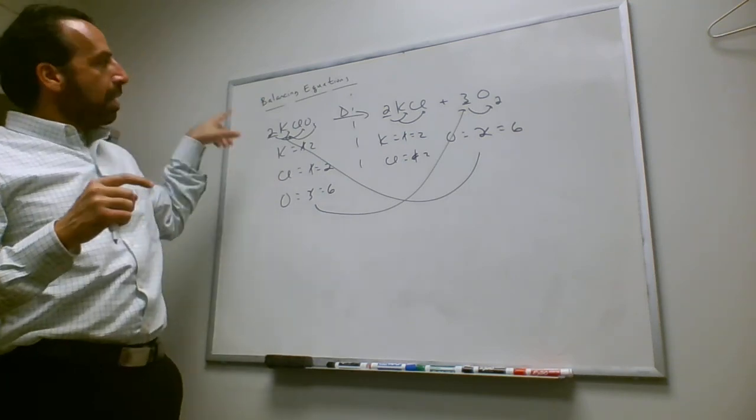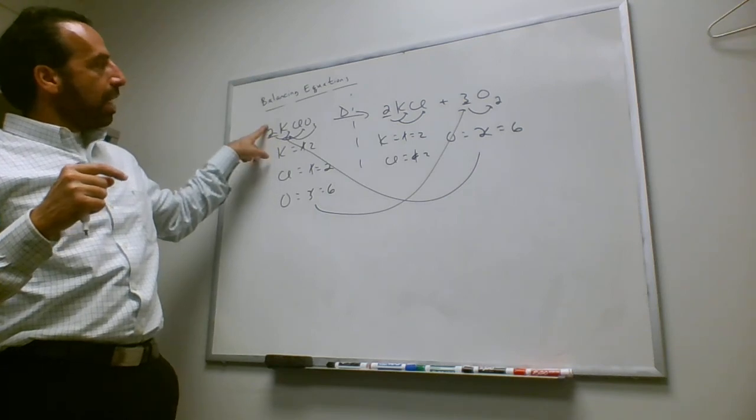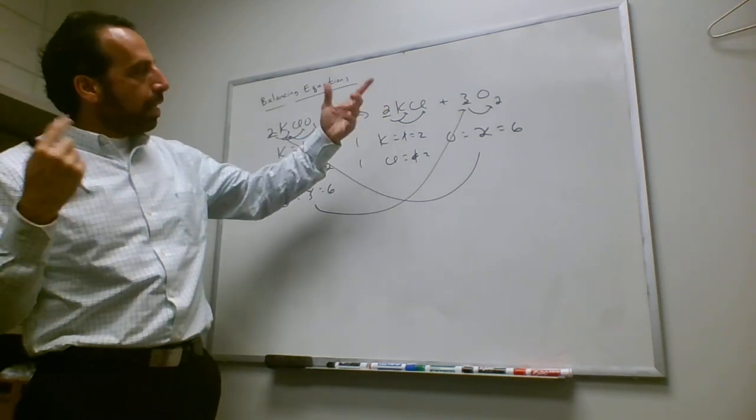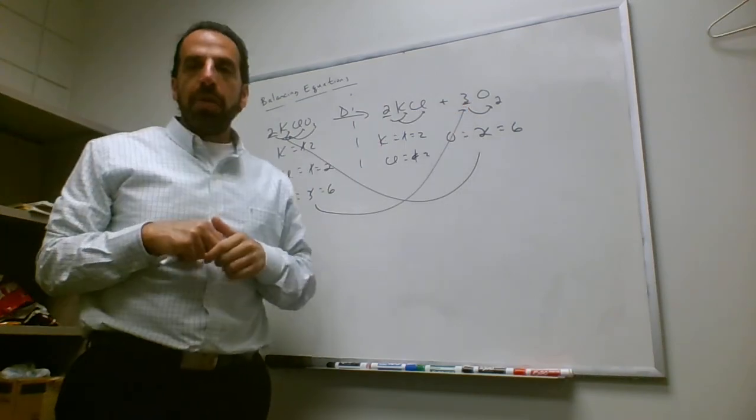Again, one last thing. Basically what this means is 2 moles of potassium chlorate will decompose to form 2 moles of potassium chloride and 3 moles of oxygen.